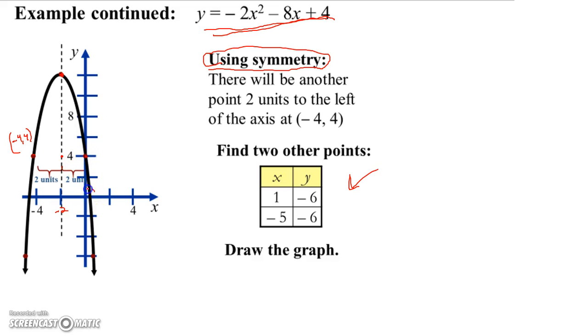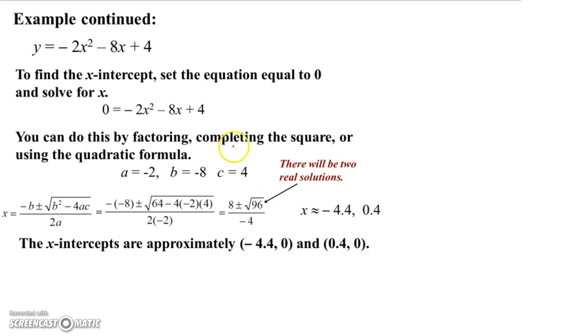the x-intercepts. So that's the next step, is to find the x-intercepts, which happen when the y value is 0. So to find the x-intercepts, we have to set the equation equal to 0, or basically we're going to have minus 2x squared minus 8x plus 4 equals 0. Right, and now we just have to solve this for x. Those will be the points where the parabola crosses the x-axis.